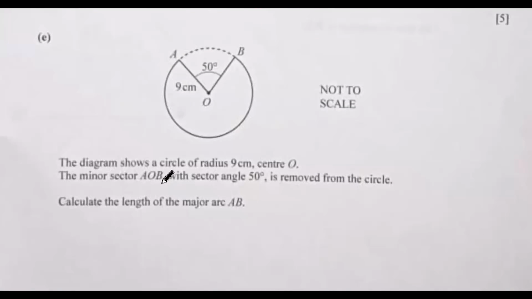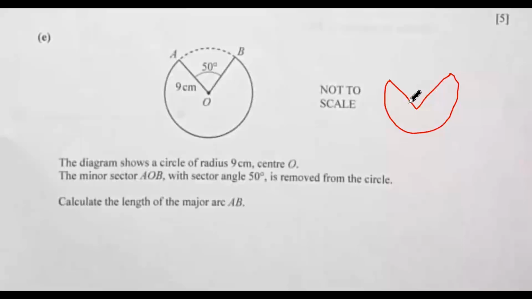The diagram shows a circle of radius 9 centimeters, center O. The minor sector AOB with sector angle 50 degrees is removed from the circle. Calculate the length of the major arc AB. So if that is removed, we will be left with something like this. Let me have the rough sketch here, something like this.